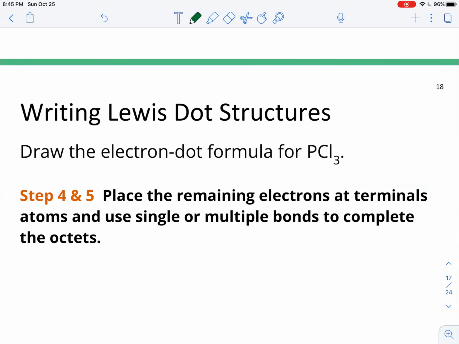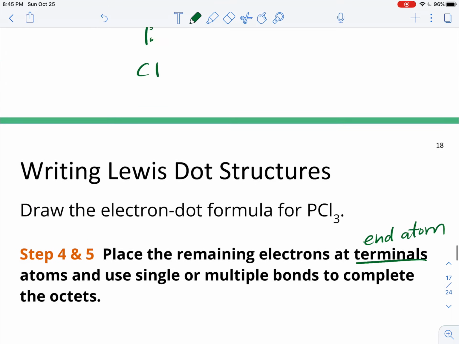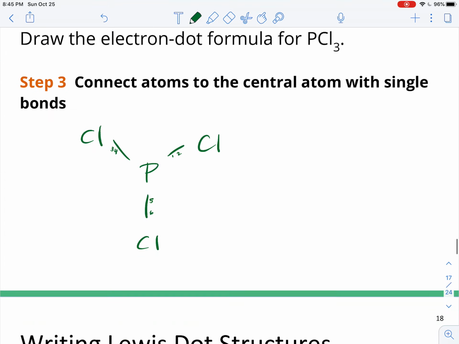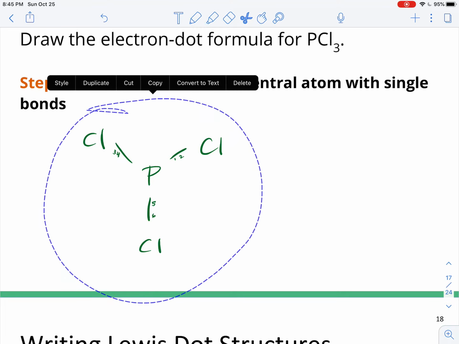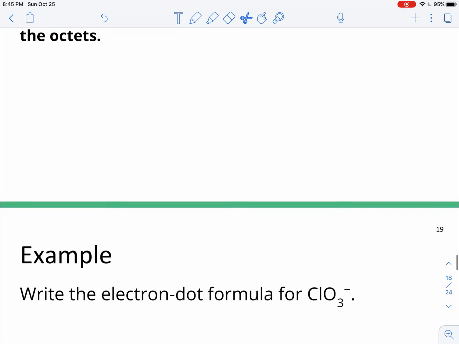All right, then it says that we're going to place the remaining electrons at terminal atoms. Remember, this just means end atoms, not the central atom. And then we're going to use single or multiple bonds to complete octets. So I'm going to go back up here so I can steal this picture and paste it down below so we can continue drawing on it. Oh no, why'd I delete it? Copy.